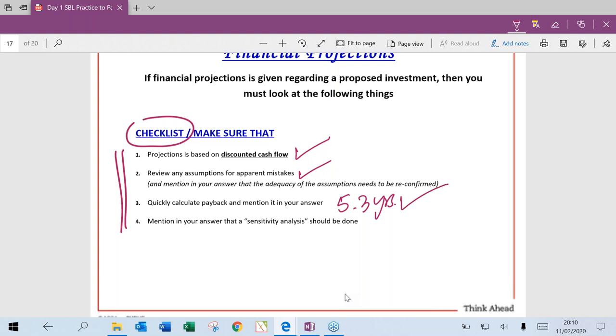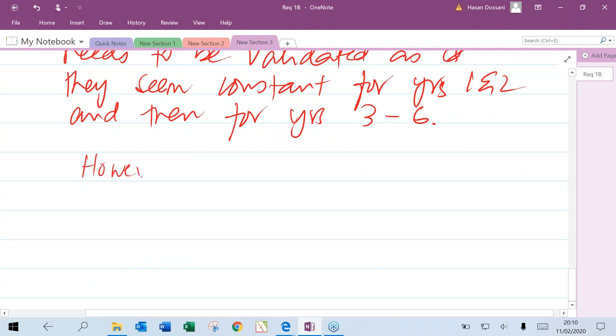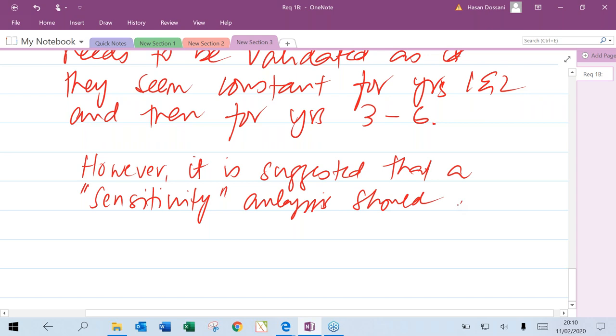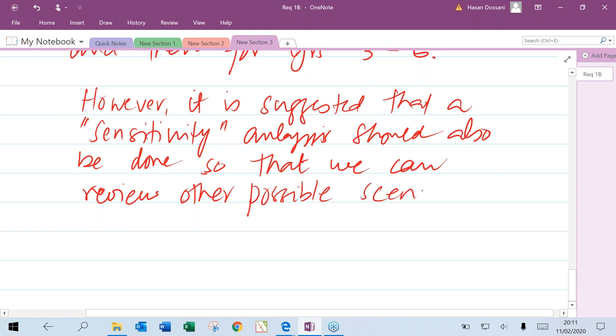And what's step number 4? Mention in your answer that a sensitivity analysis should be done. Okay, so we'll just draft a standard sentence. However, it is suggested that a sensitivity analysis should also be done so that we can review other. That's it.